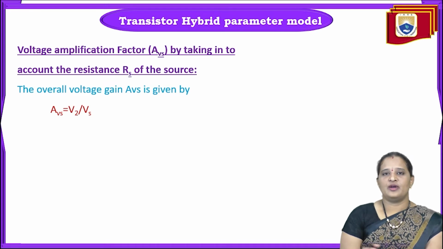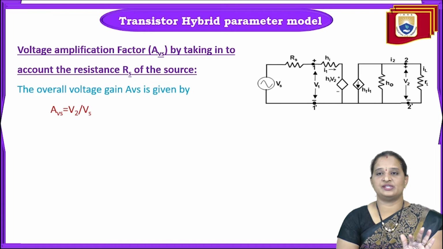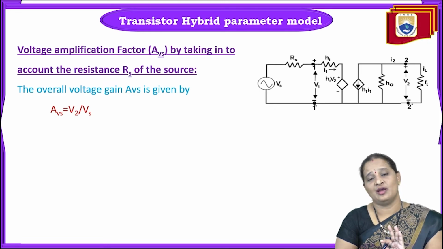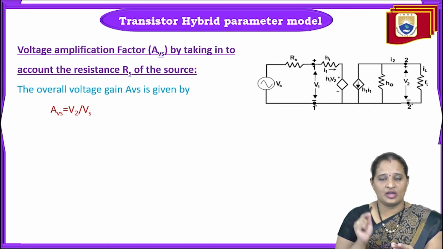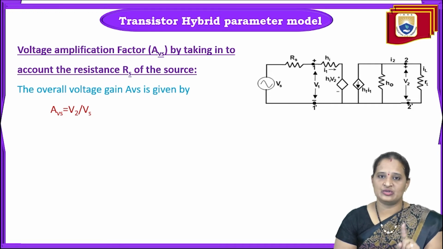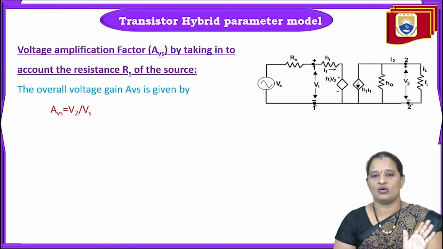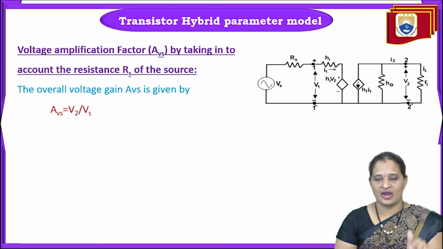Now the voltage amplifier. Till now we have found the voltage gain and current gain, but in both cases we were neglecting the voltage source. The gain calculated by taking the voltage source Vs into effect is called the overall voltage gain. That is what we are finding now.